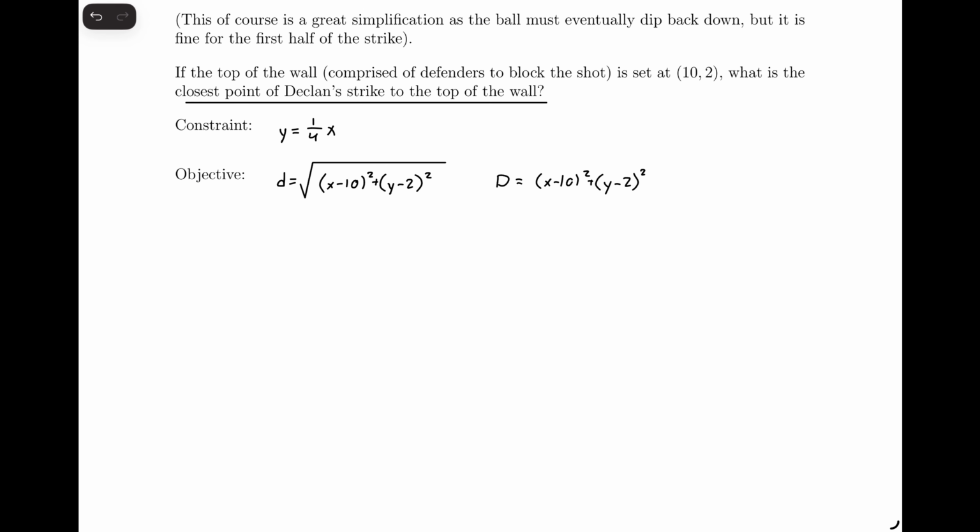But anyways, we have our objective function now, we have our constraint function now, and we can plug the constraint into the distance equation to get it in terms of one variable. So that means we will have D equals (x minus 10) squared plus, replacing y with 1/4 x, (1/4 x minus 2) squared.